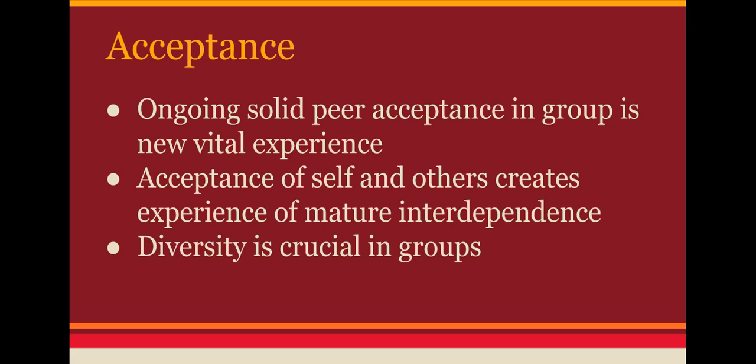Acceptance of self and others creates an experience of mature interdependence, and that's what happens in an ongoing group experience. I am able to accept myself, and others are able to accept me, and through that system of acceptances, each individual will grow more independent but also interdependent, also understanding what I can receive from others, and what I can give to others.